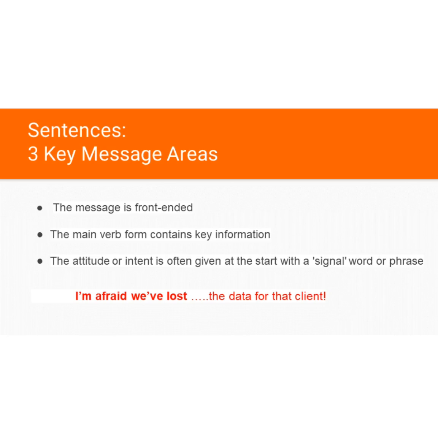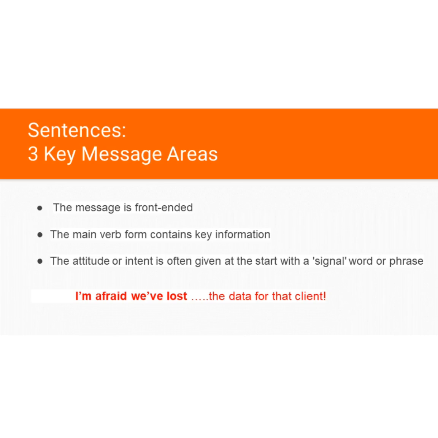In the example below, I'm afraid we've lost the data for that client. So in the first half of the sentence, you already know that it's bad news and that something is missing now. So it's front-ended. The main verb is in the present perfect form, which means that it is still lost. It is still missing. The attitude or intent is in the phrase, I'm afraid. I'm afraid means that bad news will follow. So it's a signal word or signal phrase.